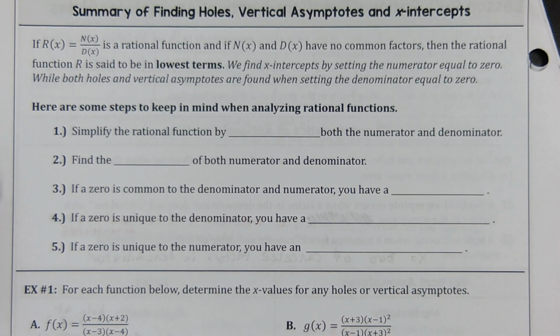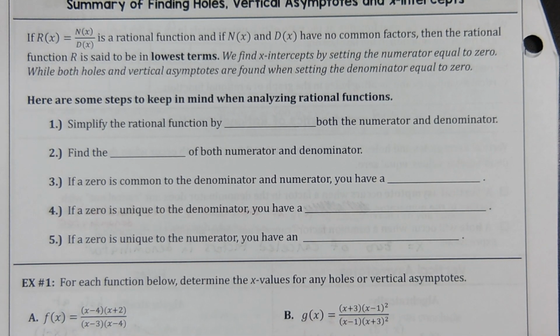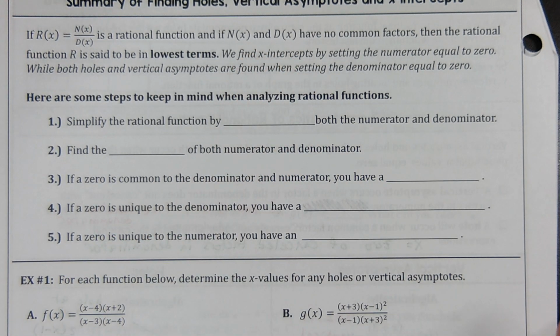The first sentence is just reminding you what it means to be in lowest terms. Lowest terms means nothing else will cancel out. It says you find x-intercepts by setting the numerator equal to 0, because like I said, if the top of a fraction equals 0, then the whole fraction equals 0. Holes and vertical asymptotes both happen at what makes the denominator equal 0. But specifically, vertical asymptotes happen at zeros of the denominator when it's simplified. Holes happen at zeros of the denominator that get canceled out.